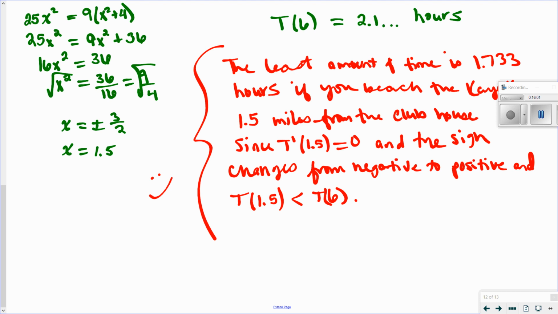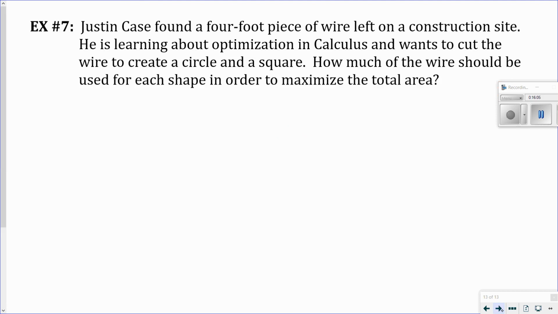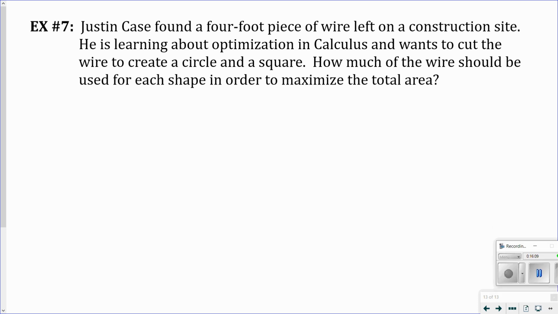All right, next one, last one. Says that Justin Case found a 4-foot piece of wire left on a construction site. He is learning about optimization and calculus and wants to cut the wire to create a circle and a square. How much of the wire should be used for each shape in order to maximize the total area? Okay, so we're looking at a circle and a square.